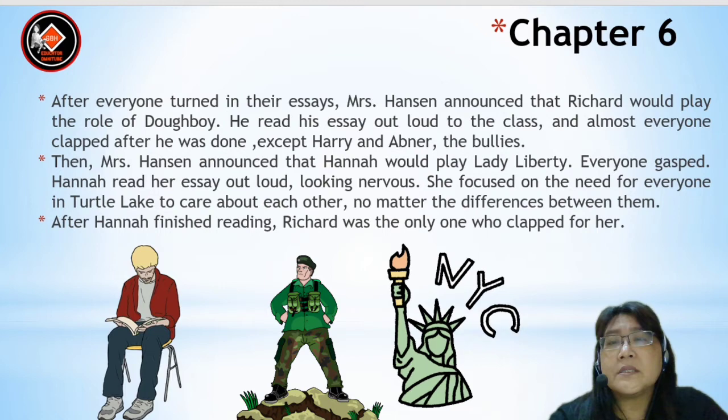Still in Chapter 6, after everyone turned in their essays, Mrs. Hansen announced that Richard would play the role of the doughboy. He read his essay out loud in the class, and almost everyone clapped after he was done, except Harry and Abner, the bullies. Then Mrs. Hansen announced that Hannah would play Lady Liberty.